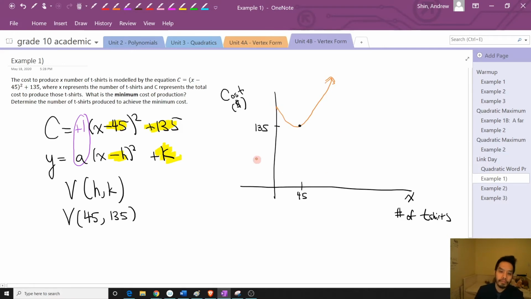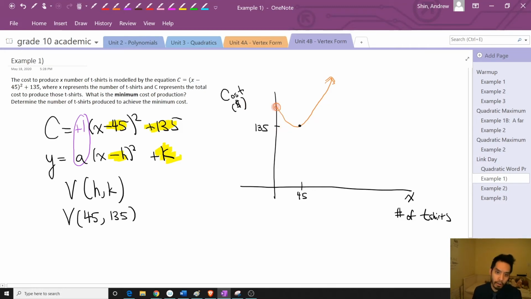Okay? Now, there's this point here which is actually quite important. It is something called the startup cost. If I produce no t-shirts, it still costs money to create those t-shirts. I don't know what number this is, but it's going to be something above 135. It still costs a lot of money even to create no t-shirts, because you still need to buy the cotton, you still need to buy the sewing machines. You need to raise a lot of capital in order to open up a business. So this is the cost of starting a business.